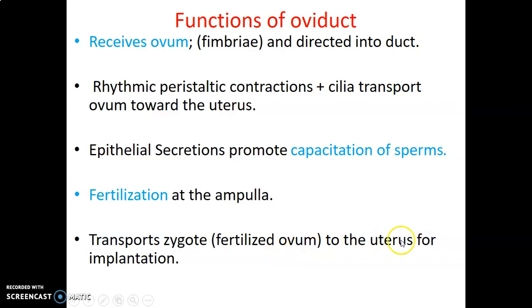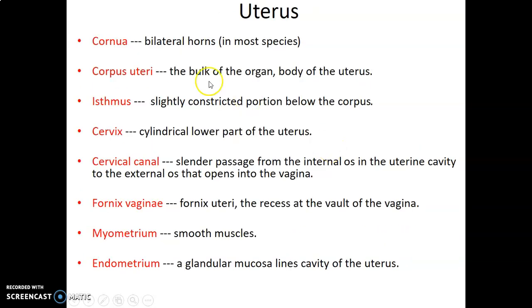So the uterus has different parts. There's the cornua, where you have the bilateral horns. There's the corpus uteri, which is the bulk or the body of the uterus. And there's the isthmus, which is the slightly constricted portion below the body. Then you get to the cervix, which is the cylindrical lower portion of the uterus. So from the body, you get the narrow isthmus before you go to the cervix.